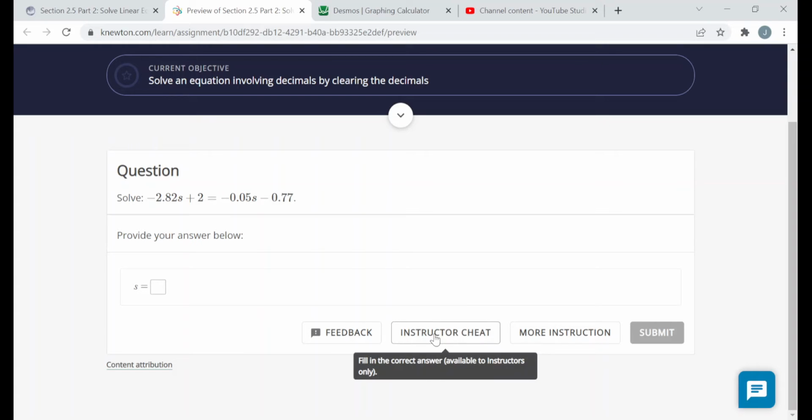You will not have this instructor cheat button. This is for instructors only. But you will have the more instruction button. If you're struggling with a topic or a particular question, click on more instruction and you'll be taken to a page with some reading or videos or both that you can read and study, and then you'll be given questions related to that topic, and answering those questions correctly will progress you through the assignment. So it's a good tool.